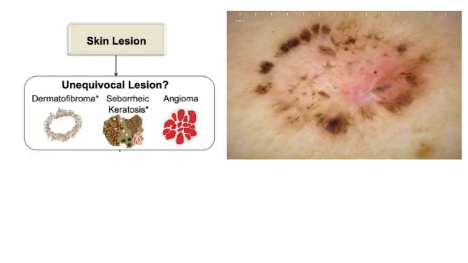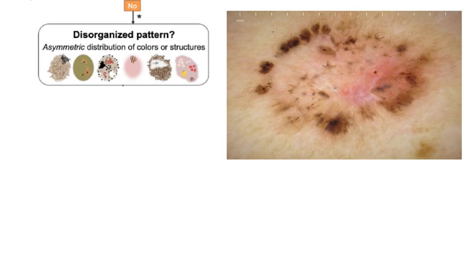So let's use the algorithm for this lesion. First, is the lesion an unequivocal dermatofibroma, seborrheic keratosis, or angioma? And the answer is no. It does not reveal any of their criteria. Therefore, we move on to the second step.